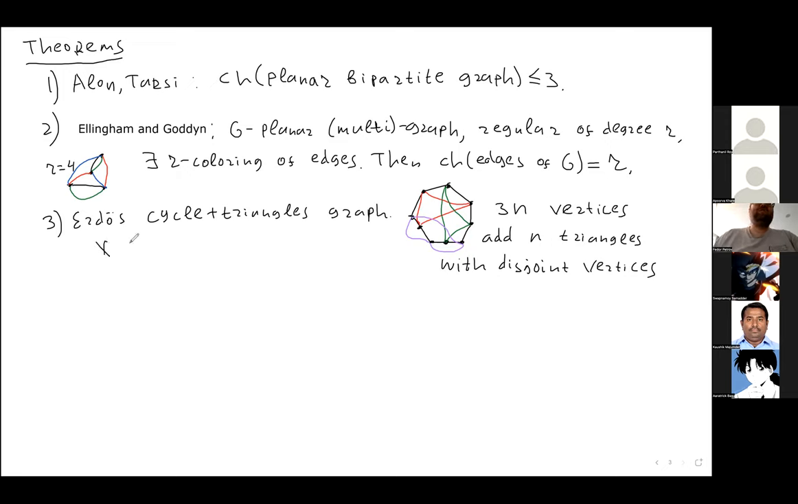The conjecture is that the chromatic number of such a graph equals 3. Well, of course, it cannot be less because in each triangle you need 3 different colors. But can you choose vertices in these colors so that the graph is properly colored? So you need to use 3 colors for each triangle, yeah? And also you have obstructions coming from Hamiltonian cycles. You cannot use the same color, say, for these two vertices.